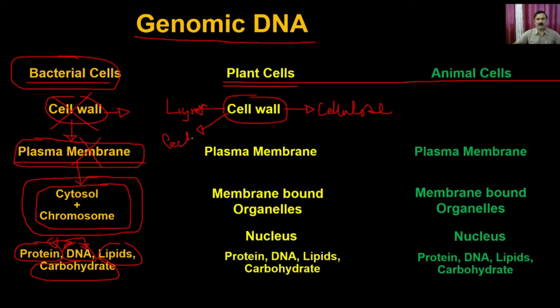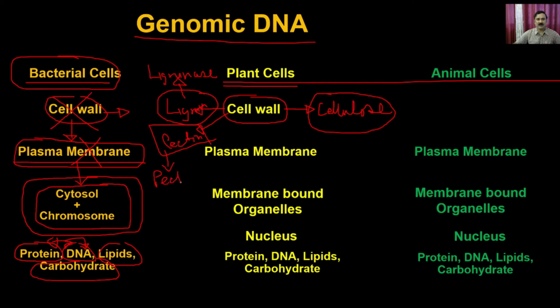Depending on the different types of biomolecules making up the cell wall, you have to use different types of enzymes. For example, in the case of lignin, you have to use ligninase, the enzyme which is going to degrade the lignin. For pectin, you have to use pectinase, the enzyme which is going to degrade the pectin present in the cell wall, or for cellulose, you have to use cellulase. Once you treat the cells with these enzymes, it is going to degrade the cell wall.